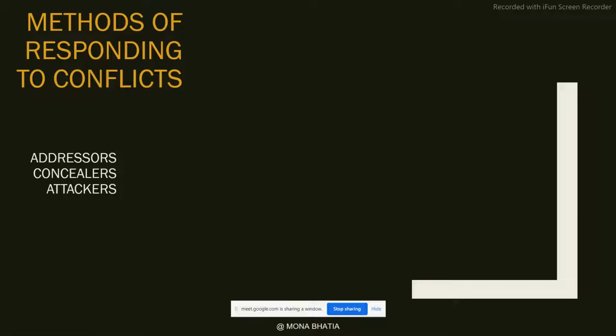Okay, so I think in my last lecture we were talking about methods of responding to conflicts. So what is conflict, basically? Conflict is a type of situation in which you are not agreeing with the interest, need, or perspective of the other person. It can happen within a team, within a family, with a boss and a subordinate, in an organization, on the road, or in your college. So conflict means when you are not ready to accept others' point of view and your point of view interferes with the point of view of another person. That is called a conflict.